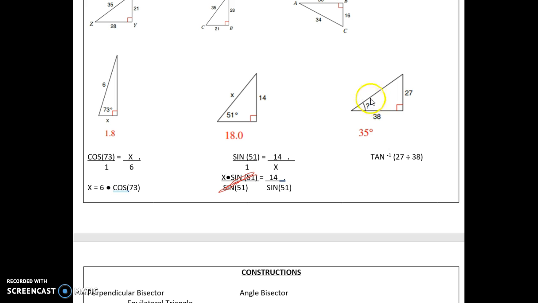The last type that we've done is when the angle is missing.